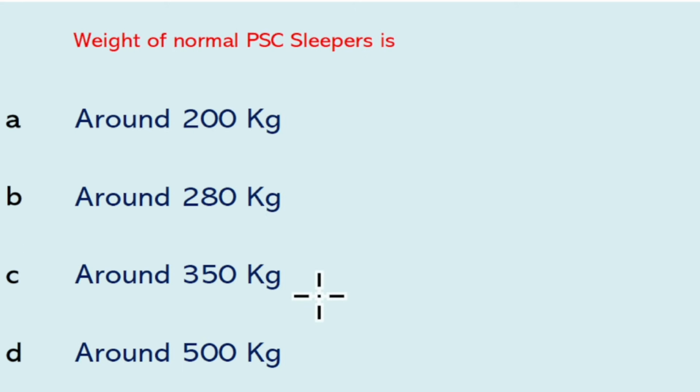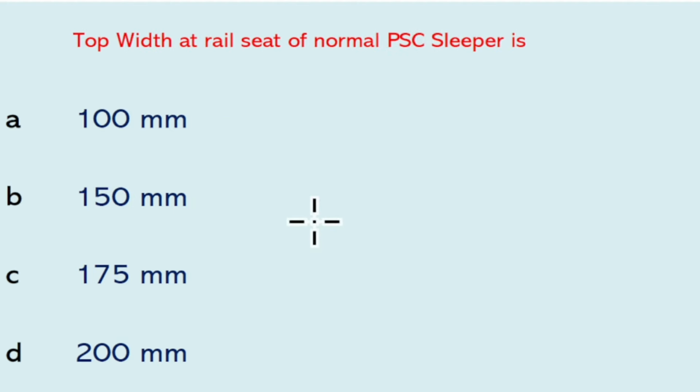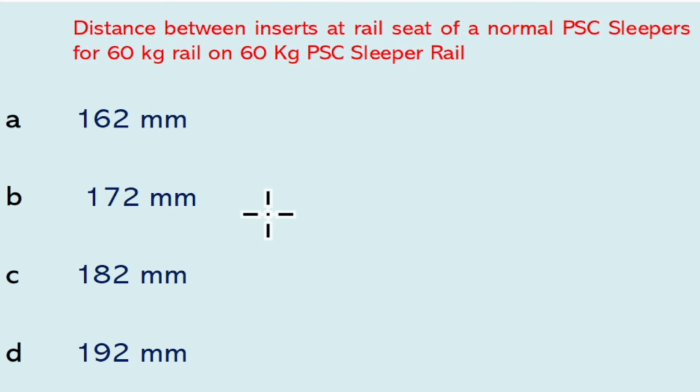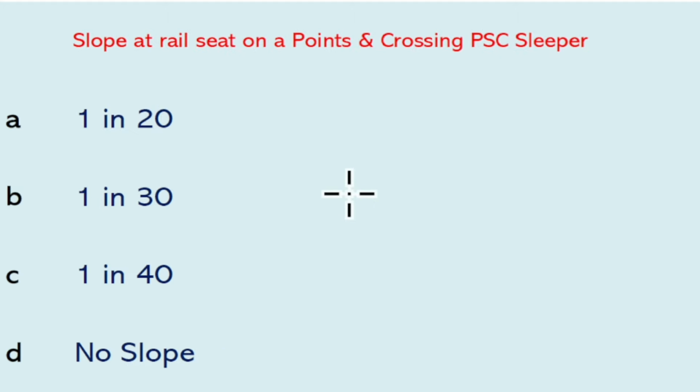Weight of a normal PSC sleeper is around 280 kg. Top width of the rail seat of a normal sleeper is 150 millimeter. Slope at the rail seat of a normal PSC sleeper is 1 in 20. Distance between inserts at the rail seat of a normal PSC sleeper for 60 kg rail on 60 kg PSC sleeper is 162 millimeter. Gauge obtained on a normal PSC sleeper is 1673 millimeter.